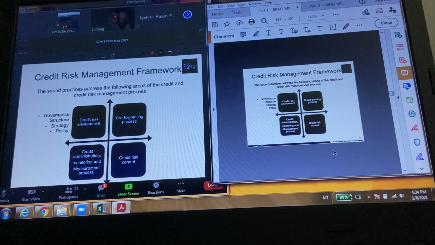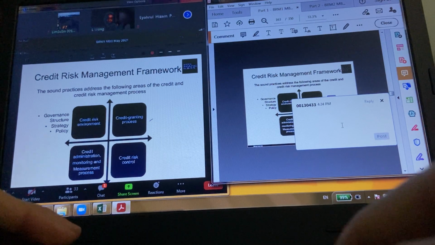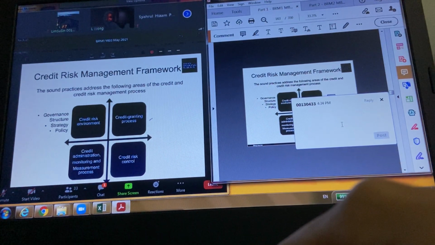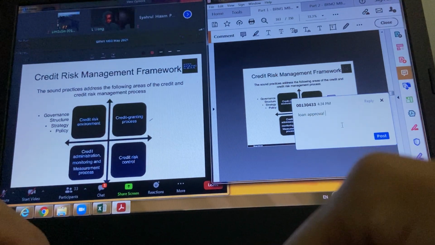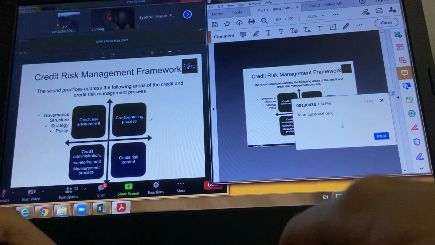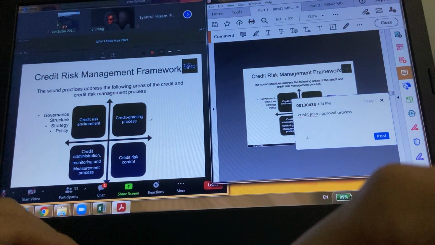Then you are talking about the credit granting process. If anybody applies for a loan, what would you look at? How do you go about assessing whether this customer deserves to be given the loan? If he deserves it, how much? What kind of loan is to be given? And what collateral do we need, if you need it? And for how long? All these things are part of the credit granting process, right?